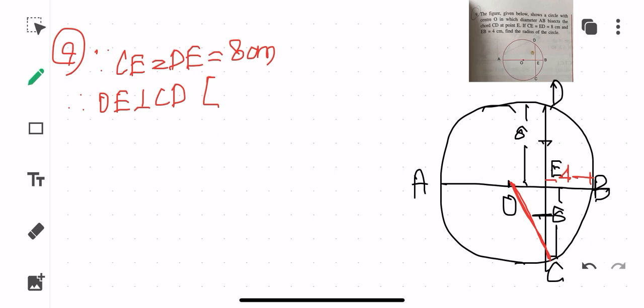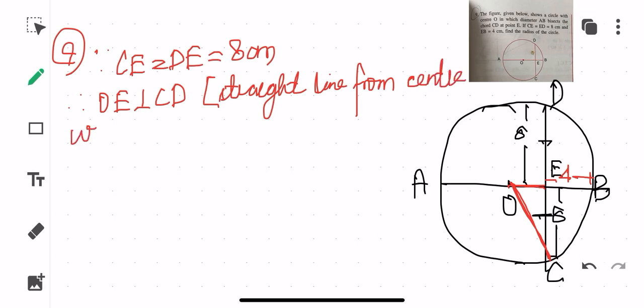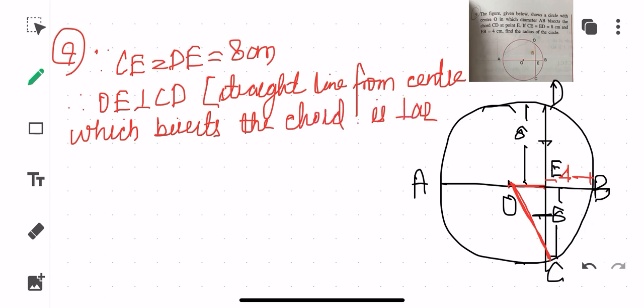This particular theorem says what? This was the very first theorem, that a straight line drawn from the center of a circle to bisect the chord. So basically they are saying OE is a line which is drawn from the center and it is bisecting the chord. So what you will be writing here? Straight line from center which bisects the chord is perpendicular to the chord. I am writing in short, children. You have to write in full.